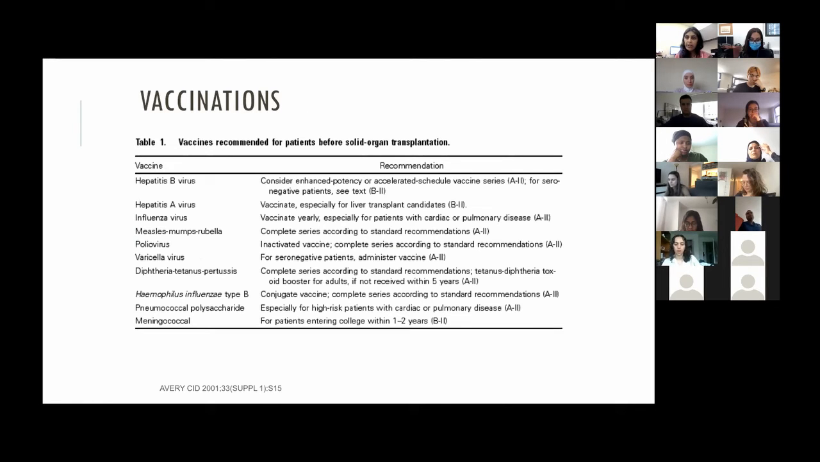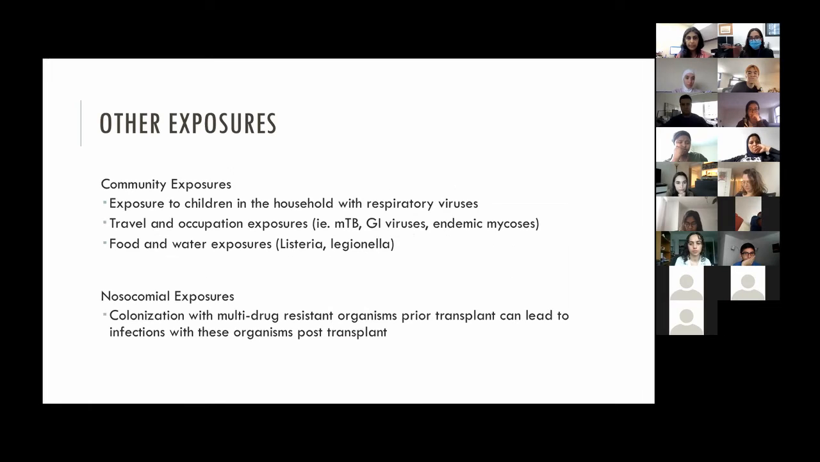We always talk about vaccinations with our patients before transplant, and the reason for this is because after transplant, they'll be immunosuppressed. And so we want to make sure we optimize that immune response with vaccination beforehand. This is a long list of vaccines that we typically recommend. Of course, added to this now, as you all know, is COVID vaccine. And we'll talk a little bit about that later.